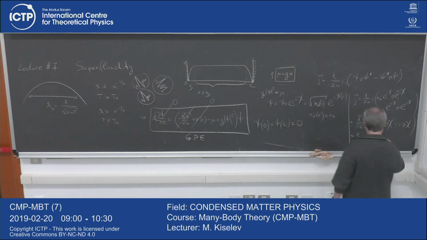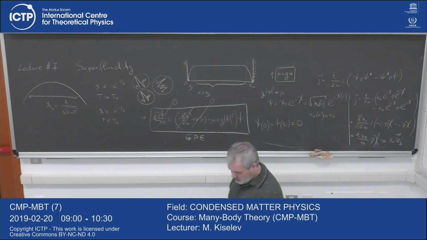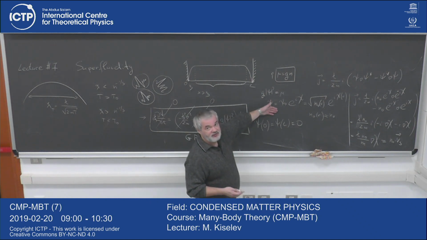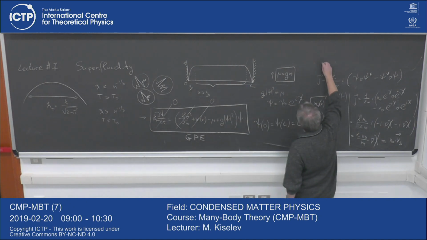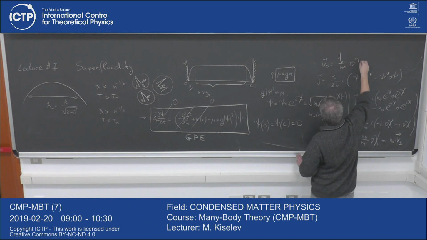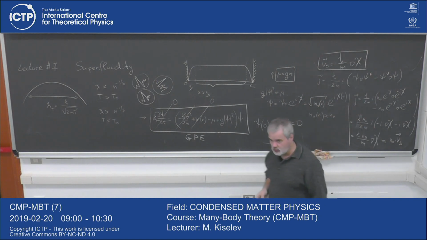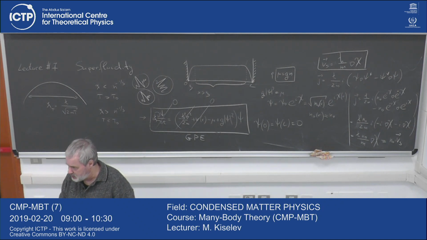And I would like to write the current as n naught times the superfluid velocity. I'm dealing with a superfluid current because it is related to the global wave function of the condensate. Therefore, I can write down that the superfluid velocity is h bar over m gradient of chi. So the superfluid velocity is associated with the gradient of the phase of the wave function.